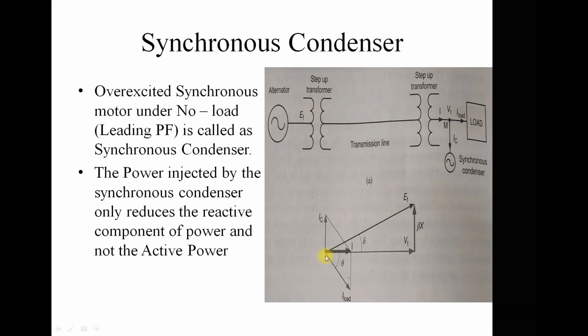So the next topic which we need to see is the synchronous condenser. A synchronous condenser is a synchronous motor, which can be either a cylindrical rotor or a salient pole rotor, but that particular synchronous motor should be over excited in nature. And if the motor is excited with an over excitation, and it is operating at leading power factor at no load, then that particular machine is called a synchronous condenser. So why do we need this synchronous condenser?